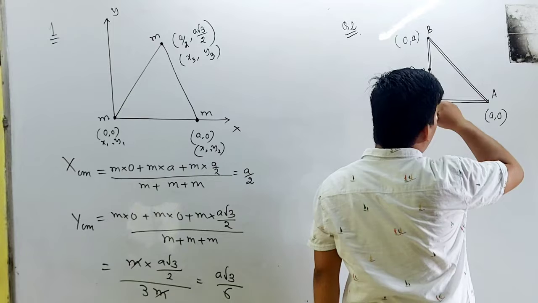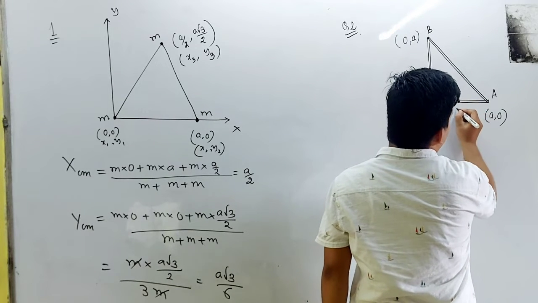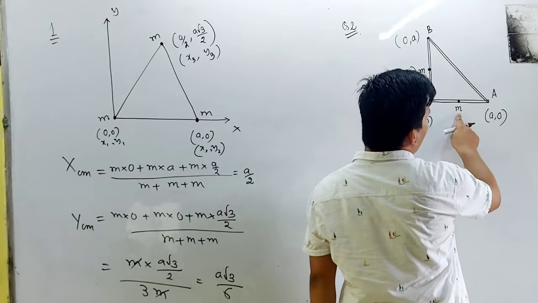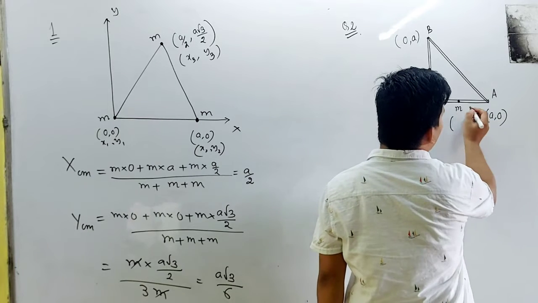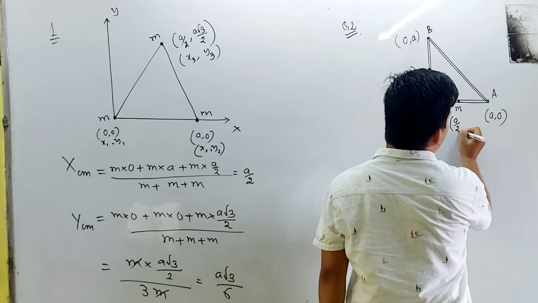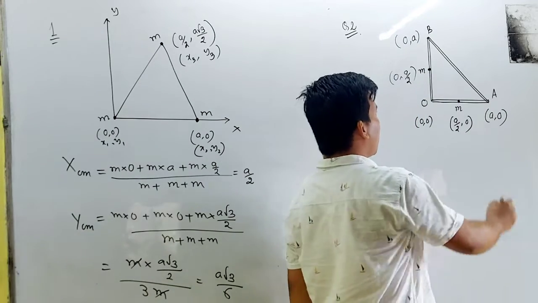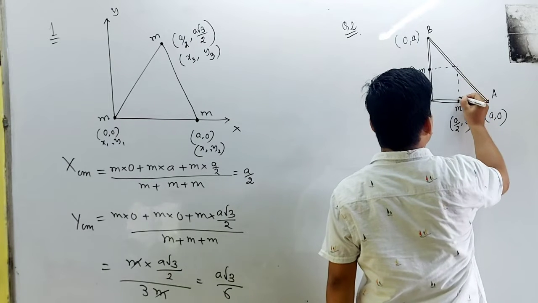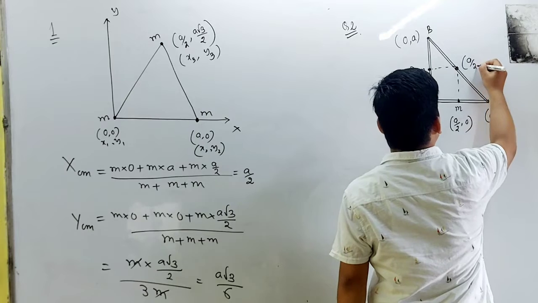What about your OA? It will also be here. This is mass M and what will be the coordinate? Since this center of mass lies along the x-axis, it will have only x coordinate a by 2, 0. There you go. Otherwise, see, a by 2, a by 2.